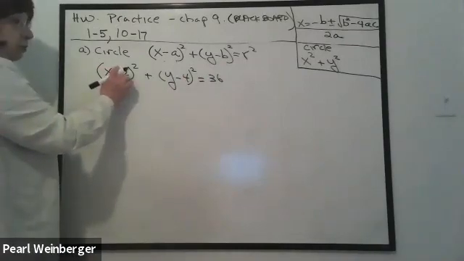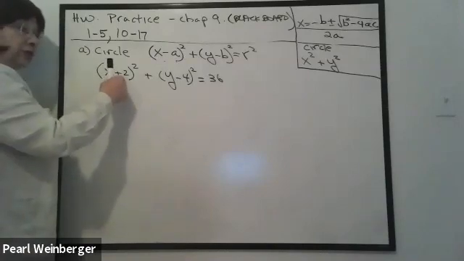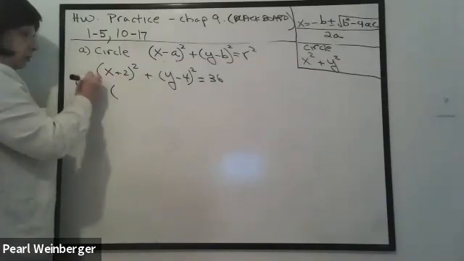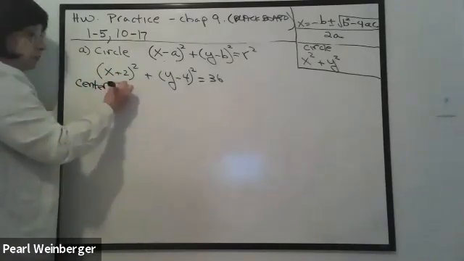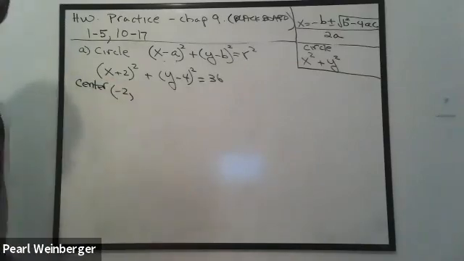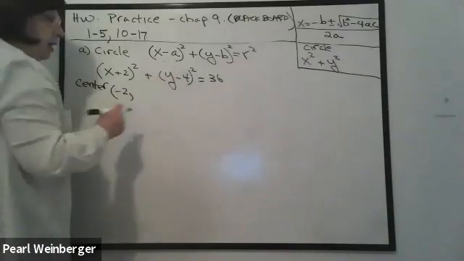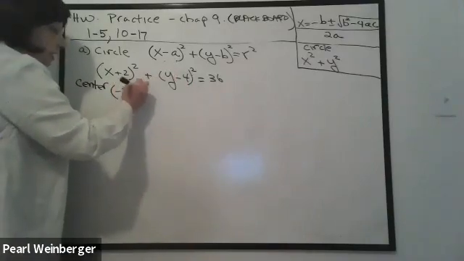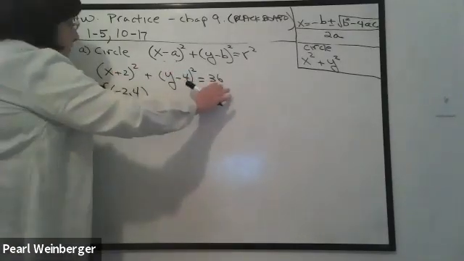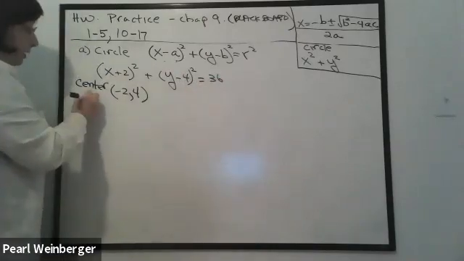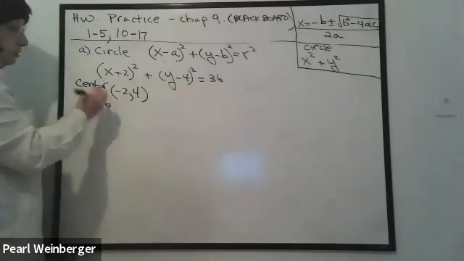Remember, this number, the number next to the x, gives us the x of the center. Since this is plus 2, my x is going to be negative 2 because it has to be the opposite sign. This is y minus 4, so my y of my center is going to be positive 4. Again, opposite signs. So here's my center. This number always has to be a positive number, and the radius of that circle is always the square root of that number. The square root of 36 is 6.